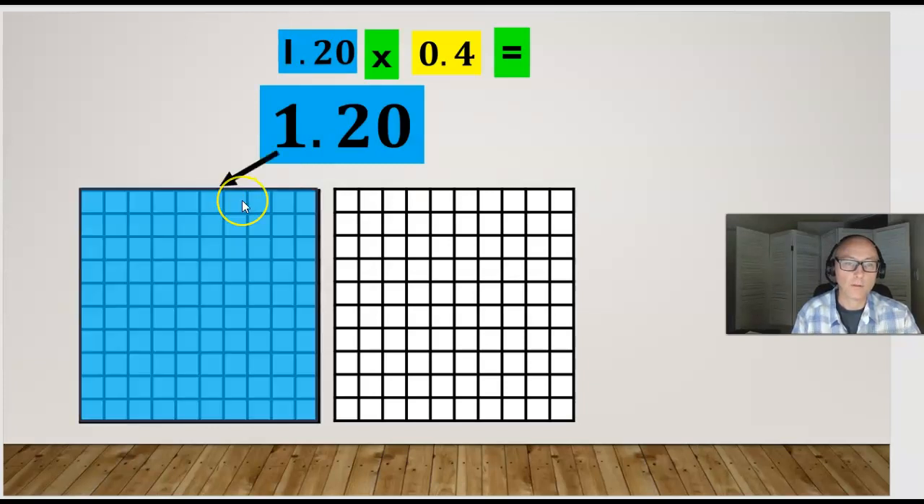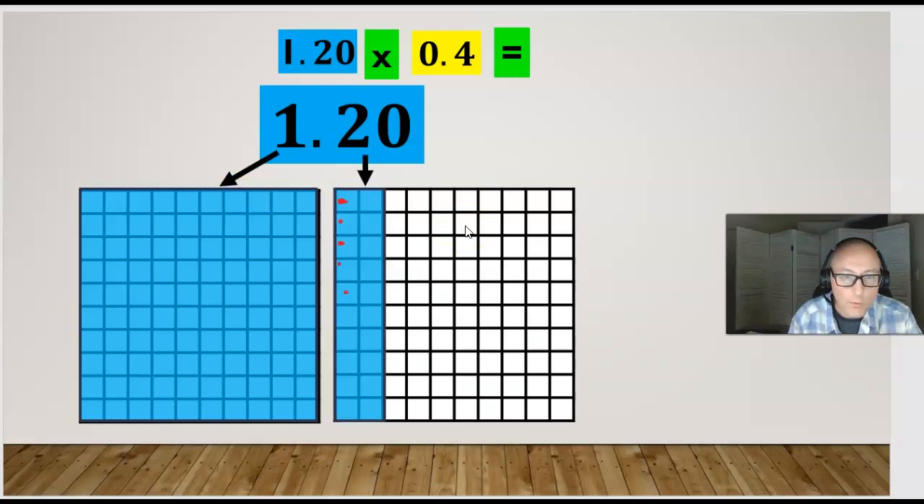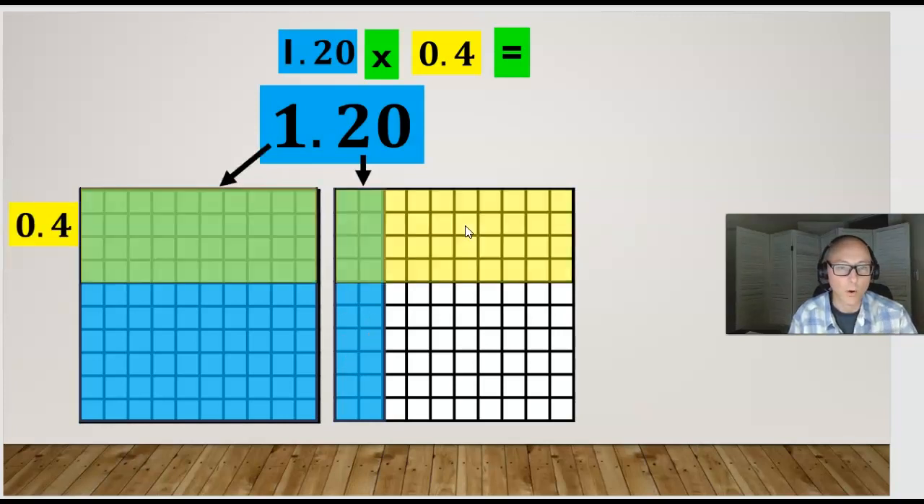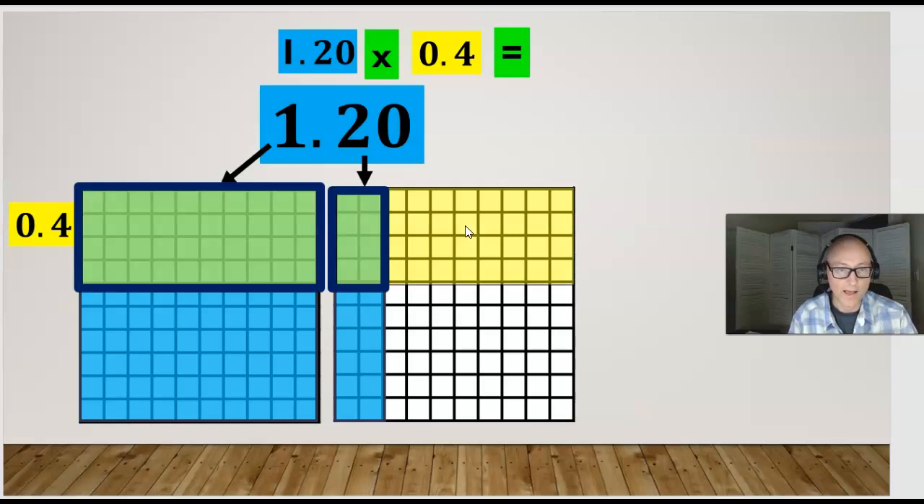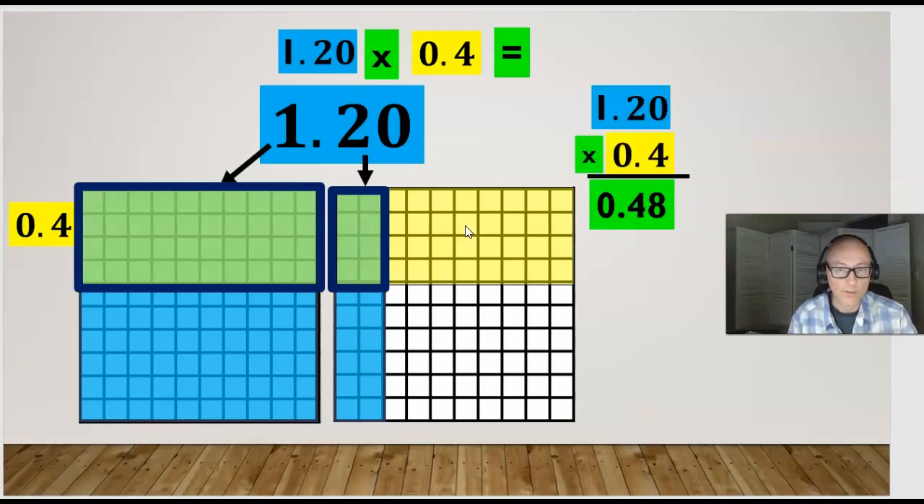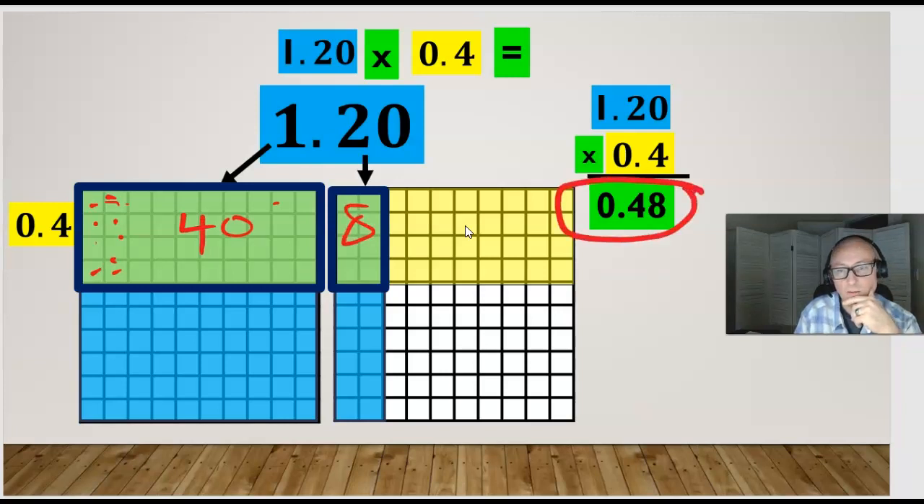1 20 hundredths. Here's our one. Now, how do we do 20 hundredths? There's our 20 hundredths, right? 1, 2, 3, 4, 5, 6, 7, 8, 9, 10 hundredths, and then 10, and the total of 20. Okay, let's take our 4/10 all the way across. What's our overlap? It's still 48 hundredths, because here's 40 hundredths. Here's 8 hundredths. That's 48 hundredths.